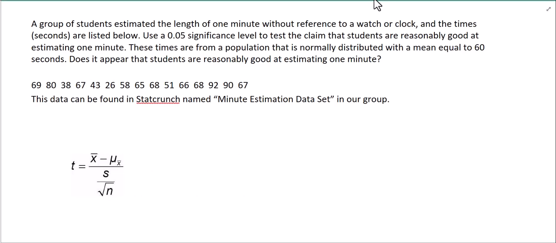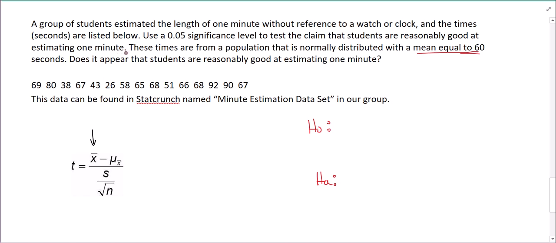All right, so now we need to find our t statistic. So we need x bar and we need the mean. Actually, we do know stuff about the population. It does say that these times are from a population that is normally distributed with the mean equal to 60. So let's write our null and alternative hypotheses. A group of students estimated the length of 1 minute without reference to a watch or a clock, and the times are listed below. Use a 0.05 significance level to test the claim that students are reasonably good at estimating 1 minute.